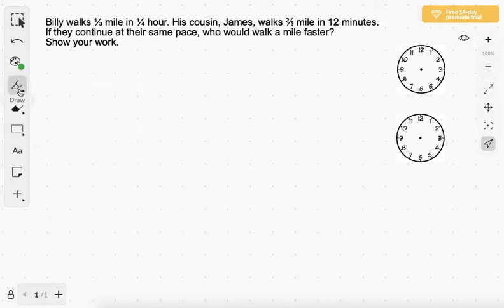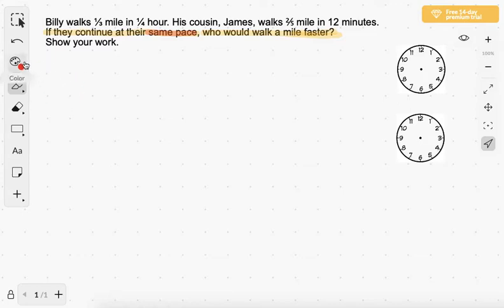So, first and foremost, let's just highlight certain things that are important and relevant to what we need to do. This is the question, okay? If they continue at their same pace, who would walk a mile faster? A couple of things are important here: they continue at the same pace. So that means that every time Billy walks 1/3 of a mile, a quarter of an hour passes, right?